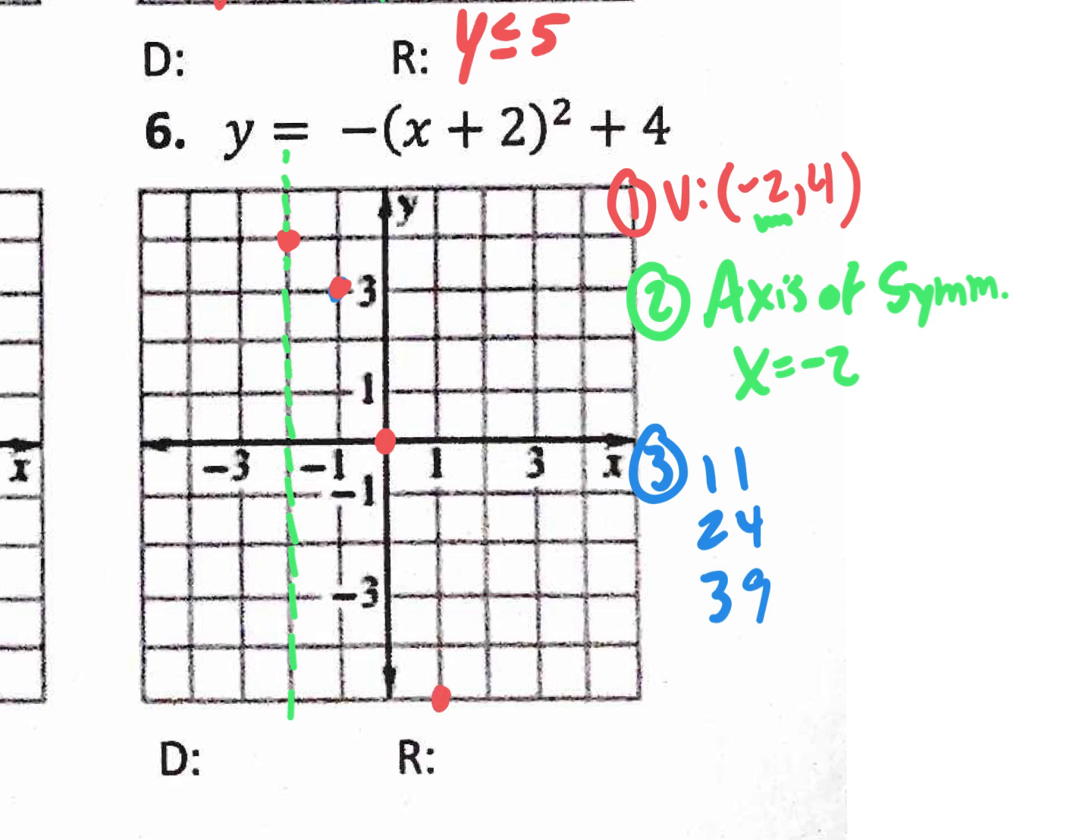And then map them over to the other side. This is 3 units away. So 3 units away would be right there. This is 2 units away. 2 units away over here would be right there. And last but not least, 1 unit away.